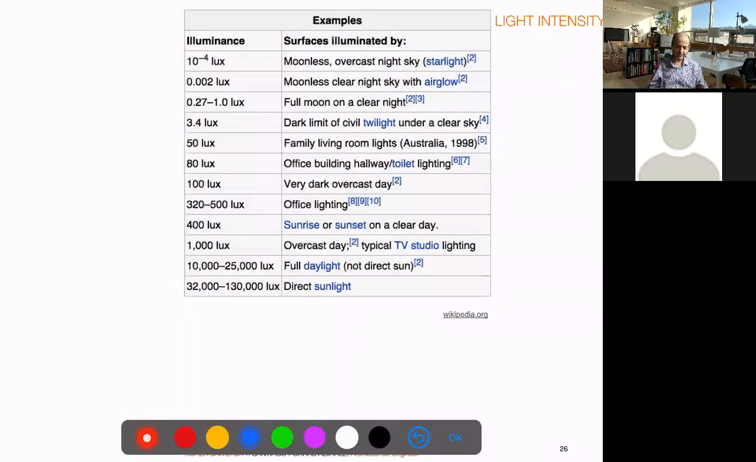These are examples of light intensity. As we said, a full moon gives up to 1 lux, and direct sunlight may be over 30,000 lux or a lot more. This is why we shouldn't look at the sunshine.